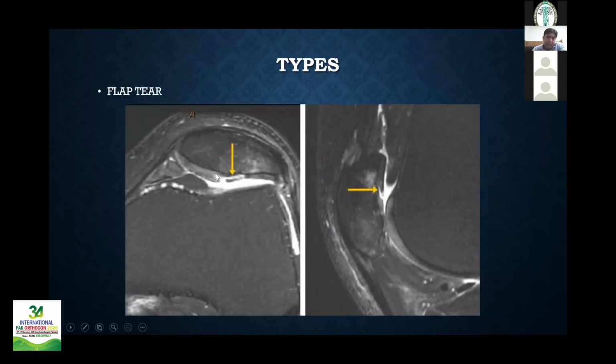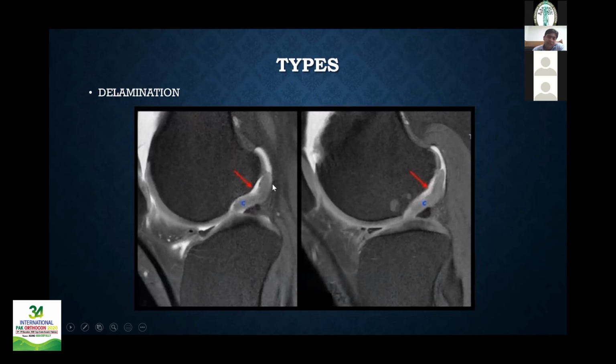Again, another type of tear is the flap tear. Here you can see a longitudinal full-thickness tear which is extending to the deeper surfaces and creating a flap of the overlying cartilage. This is an unstable injury, and this flap can dislodge into the joint space, forming a loose body. So here again you can see a flap injury.